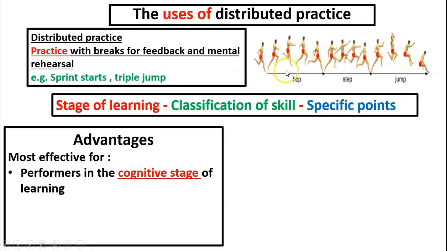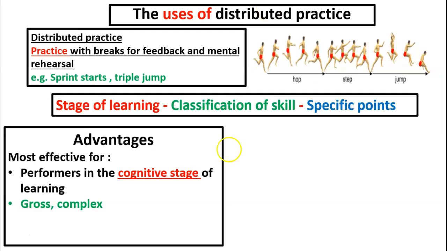So I think when you're looking at this, you should really be linking distributed practice to being most effective for skills that are gross and complex. If you look at a triple jump, for example, that is gross. You're using large muscle movements. On top of that, it's complex because you're having to process 4 parts of a movement and put it together.